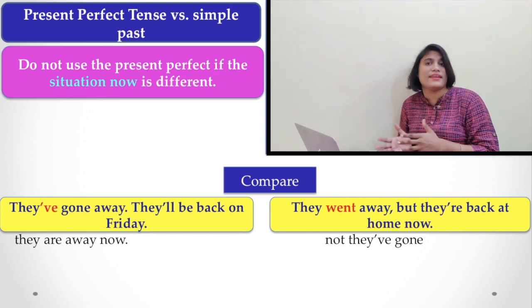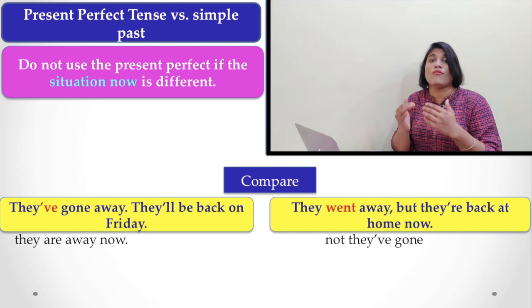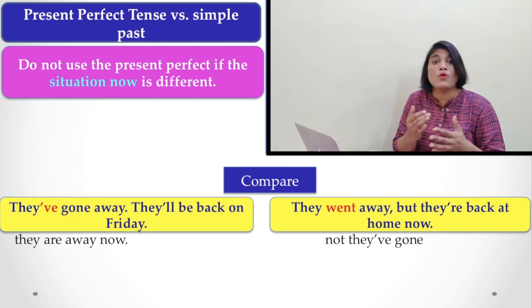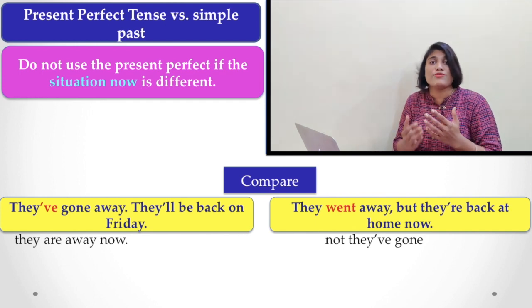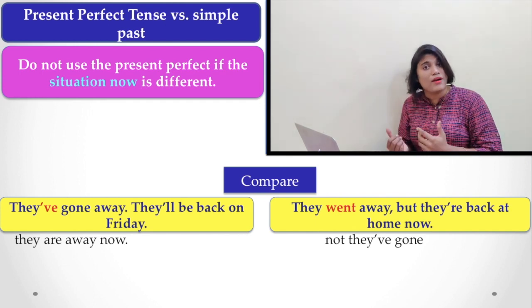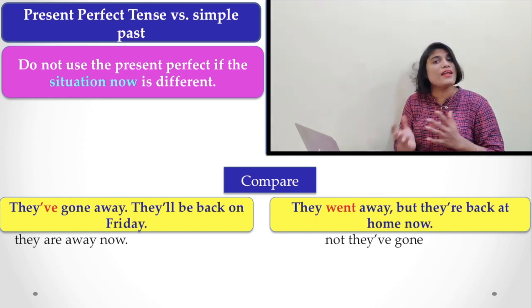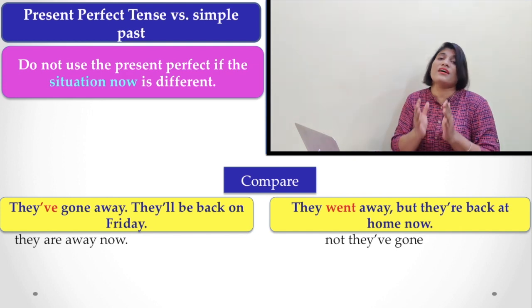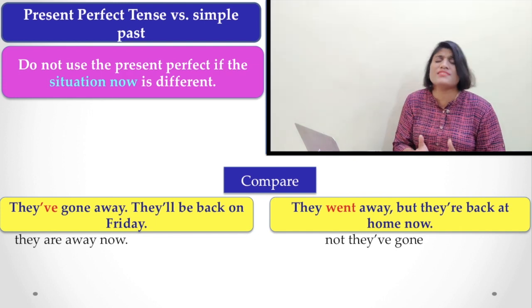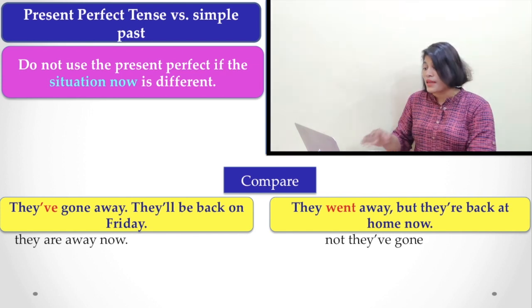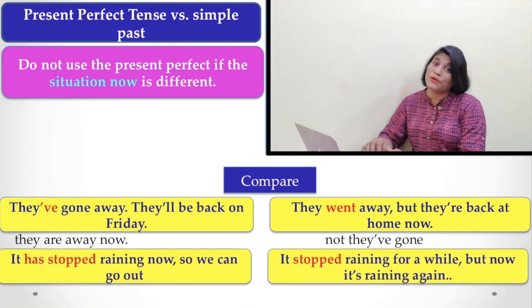But in the second sentence where I have used went, the past form of the verb go, there I have to tell you that that person has already come back home. So now is different. When now is different, you have to choose this structure, either simple past tense or present perfect tense, very cautiously. Here are more examples for you.